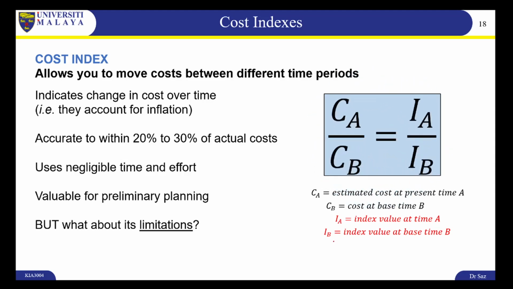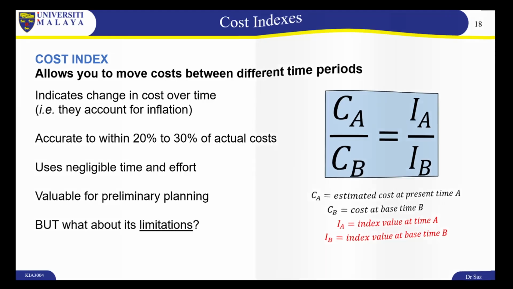This is the formula we'll be using, CA over CB equals IA over IB, where CA is the estimated cost at the present time, usually the time that we want to find, which is right now. CB is the cost at base time B, which is sometime in the past. And also we have IA over IB: the index value right now, and the index value in the past. Let's look at an example to see how these can be used in calculations.